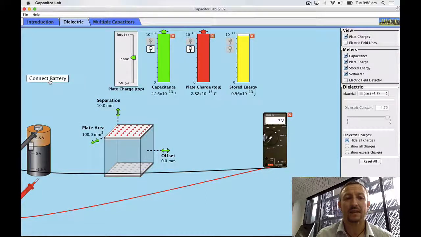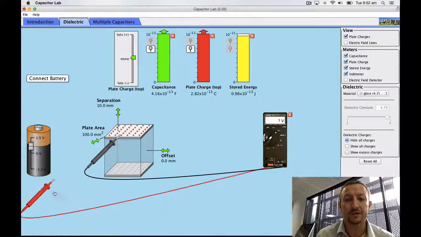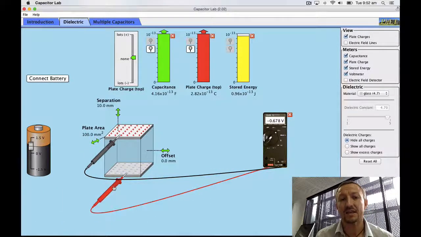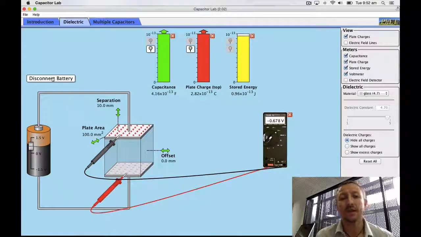We can disconnect our battery if we wanted to, and we can see the amount of charge being placed on. We can look at the potential difference across our plate. Now you can see this is fully charged. We can connect back our battery, so there's a variety of things that we can do. When we get onto the area on multiple capacitors, I'll show you what happens when we've got series and parallel and how that all works.